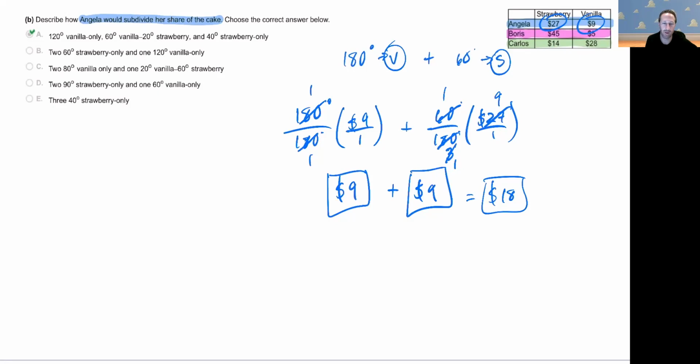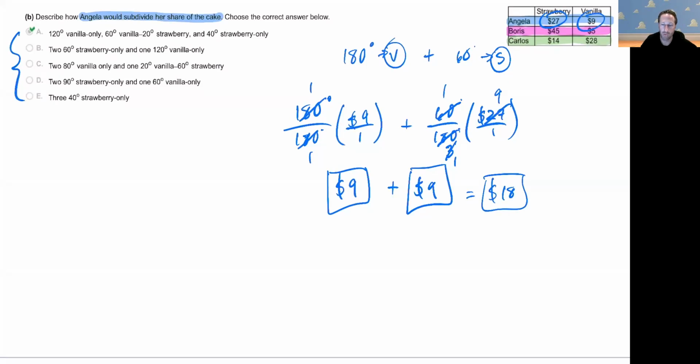So how are we going to figure out which of these would be the best? So since we now know the total that she values her portion of the cake being as $18, we want to split that into 3 equal parts, just like we did with Boris. So obviously we're going to have to take the $18 and divide it by 3, which means we want to get equal cuts of that cake of $6 a piece. So how are we going to do that?